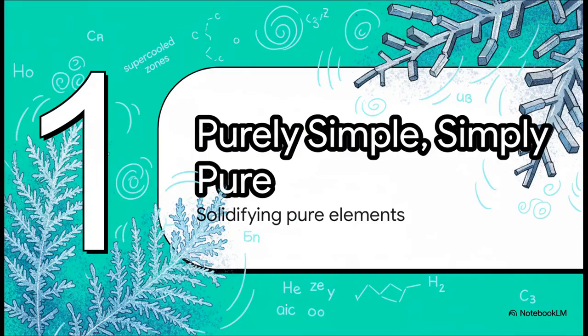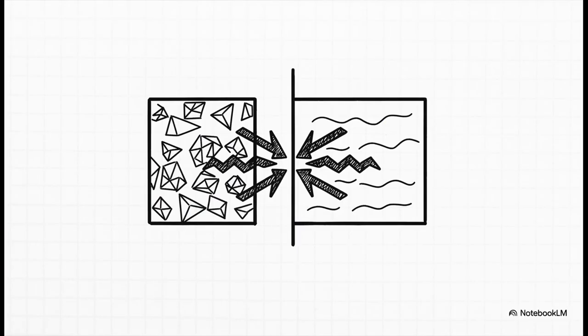So let's keep it simple at first. We're going to start with a pure element, something like iron, or even just plain old water, right as it starts to freeze. See, when you've only got one type of atom in the mix, there's no complex chemistry to worry about. It's all about one thing, heat. The whole game of solidification is just about pulling heat out of the liquid, and the final shape it takes depends entirely on how that heat flows away.